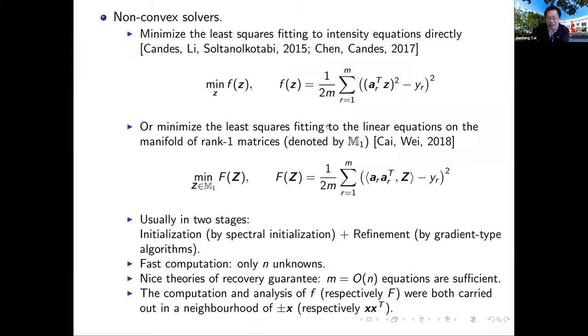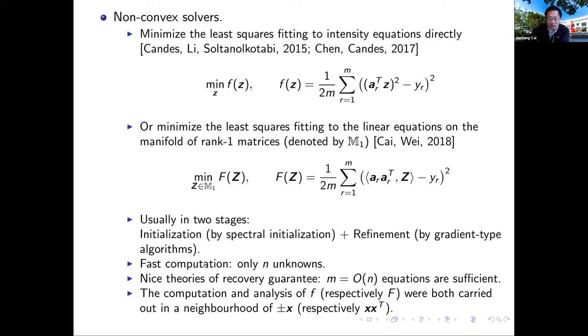Now, of course, the main difficulty here is that these two optimizations are non-convex optimizations. So we may have local minima. In order to get a global minimum, we choose a well-designed initialization, for example, the spectral initialization. After the spectral initialization, usually we will find a solution that is very close to the global minimum. And then around the global minimum, we just use gradient-type algorithms to refine the solution to get the global minimum.